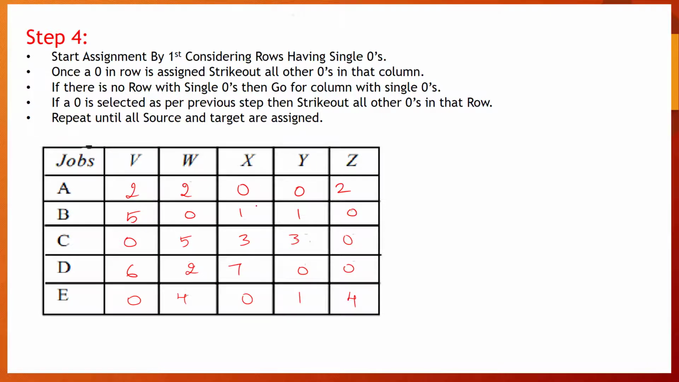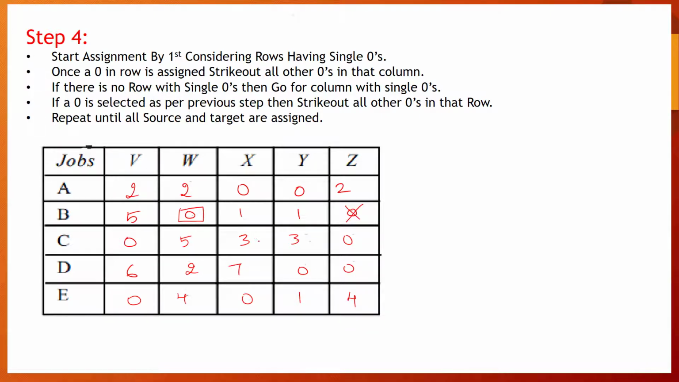So if we don't have any row with a single zero, we need to check for the column with a single zero. So here we can see that we have a column with a single zero. So just box it. If there is no row with the single zero, then go for the column with a single zero. If a zero is selected as per the previous step, then strike out all the zeros in that row. So we have selected this, so we need to strike out this one.